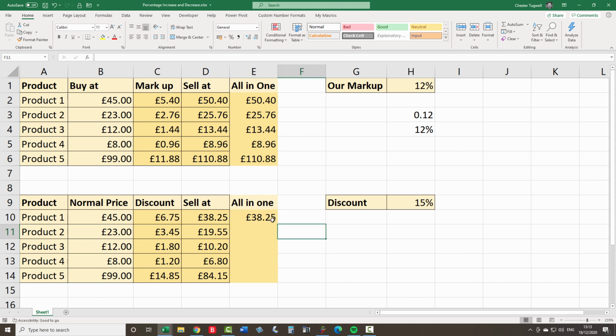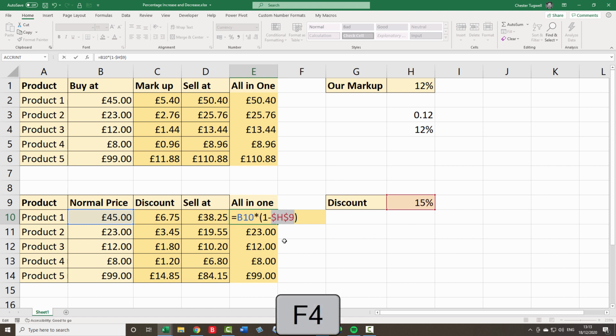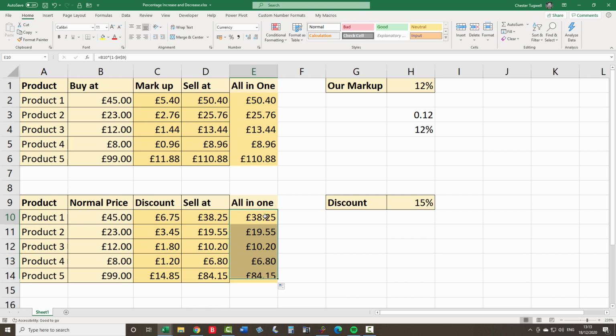And if I copy it down, you can see that I get completely different answers. Why have I got completely different answers? You guessed it. It's because I didn't fix the H9 reference. Always got to remember that. Otherwise, you will get the wrong answer. Very easy to forget to lock your H9 reference or your reference to your discount.